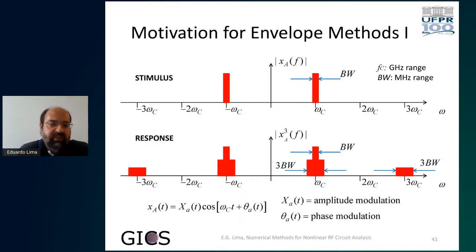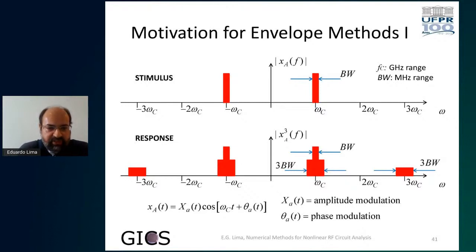Usually, BW is on the order of megahertz, while omega C is on the order of gigahertz. Because the spectrum is continuous, it can be shown that the stimuli is not periodic in time. Also shown in this slide, in the lower figure, is the amplitude frequency response when such a narrowband signal is subjected to the action of a third order nonlinearity. Observe that the bandwidth around the fundamental frequency omega C is increased by 3 times. It can also be noted that non-null components are generated around 3 times omega C with a bandwidth of about 3 times BW.